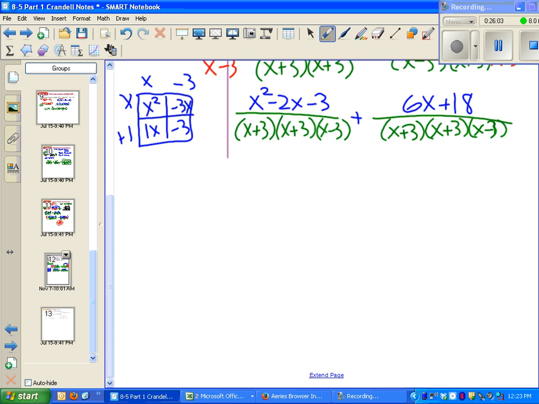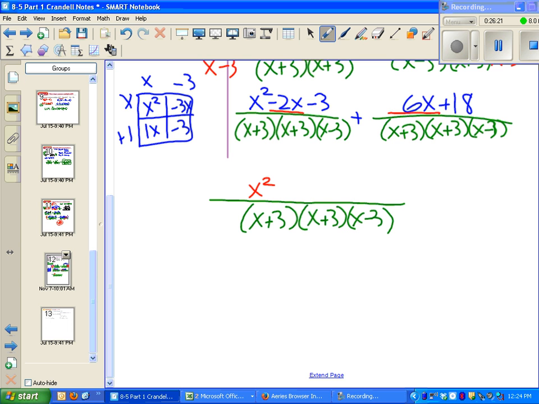Okay, so I have the same name. So I'm going to keep that same name, the LCD of x plus 3 twice times x minus 3, and then combine like terms. So I only have 1x squared, and then I have a negative 2x and a positive 6x, so that's a positive 4x, and a negative 3 and a positive 18, so that's going to be a positive 15. That does not factor, so that is your final answer.